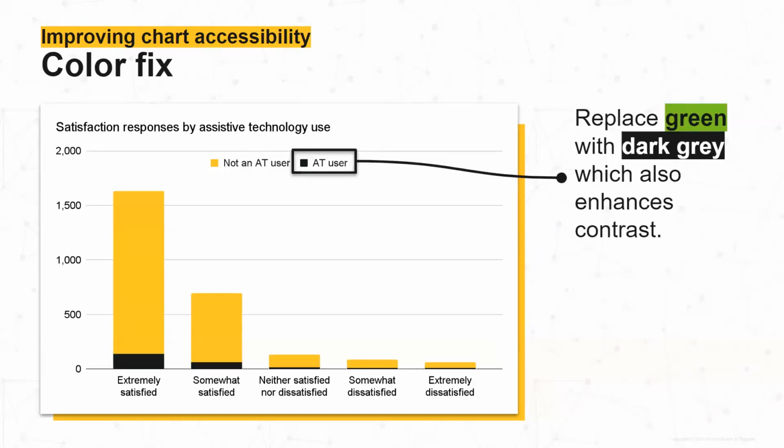So one really simple color fix to make things more CVD friendly is replacing the green with this dark gray. I know it looks like it's black. It's very close to black, which also enhances the contrast. So we've improved it a little bit just by switching from green to dark gray.